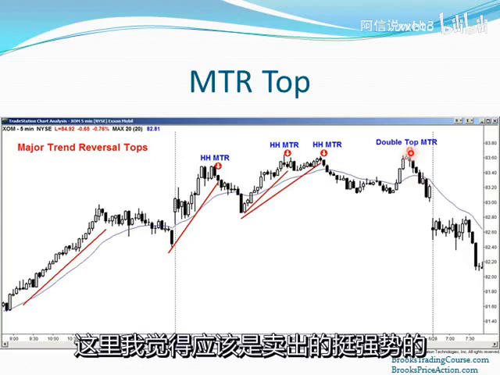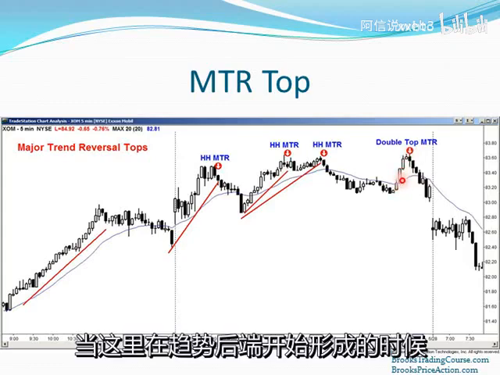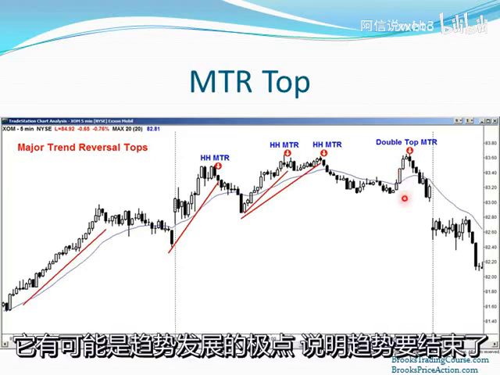This, I think, is a pretty aggressive sell after those 4 bars up. When these are forming, when you're getting the best looking bars late in a trend, you always have to be suspicious that it's a climactic end of the trend.